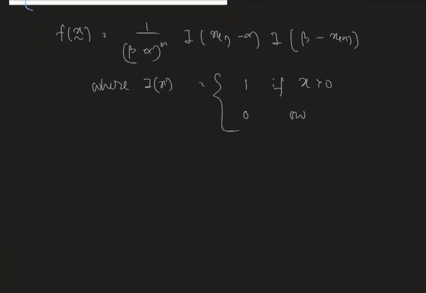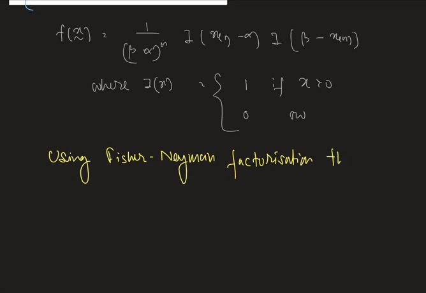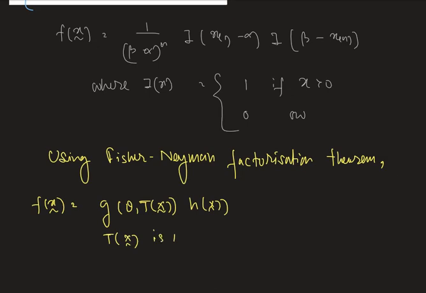Therefore, using the Fisher-Neyman factorization theorem, we can write that f of x tilde is equal to g theta of T of x tilde, multiplied by h of x tilde, where T of x tilde is the sufficient statistic of theta.